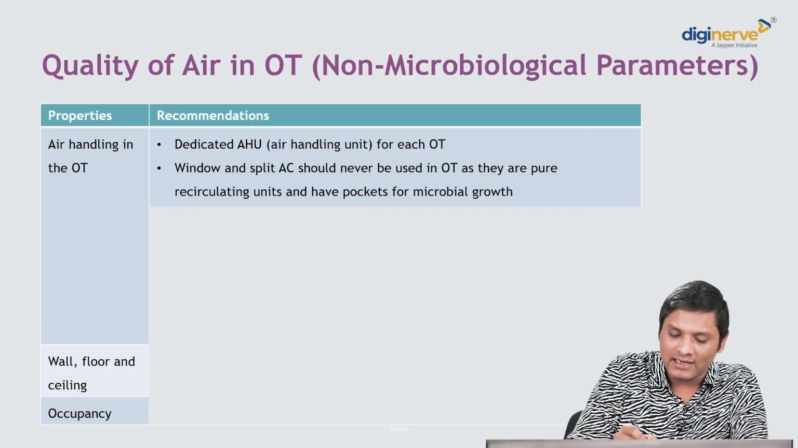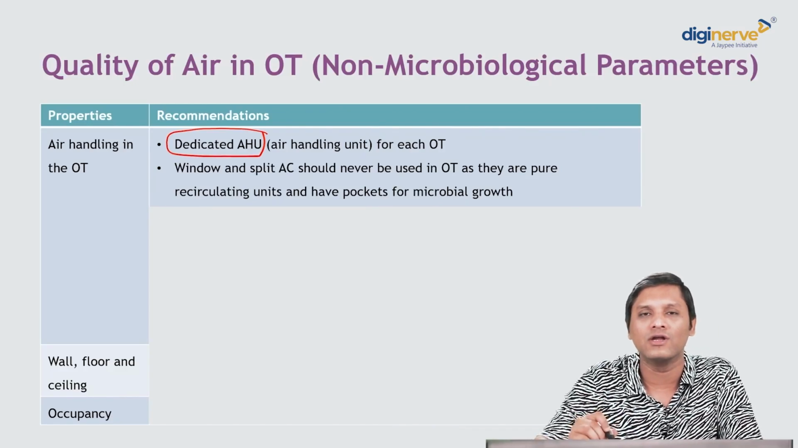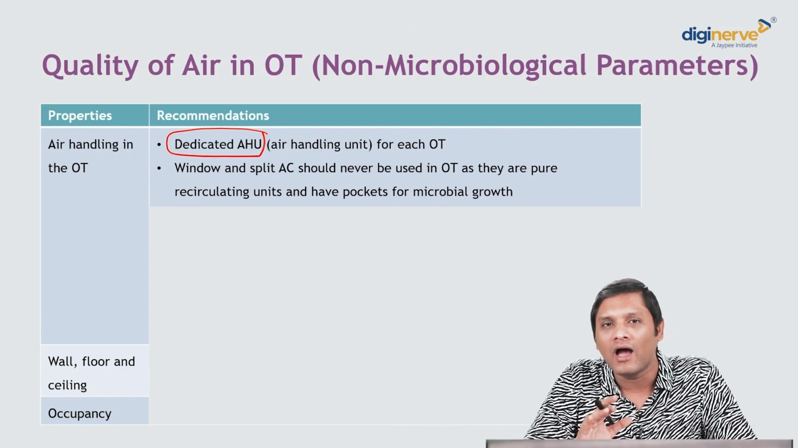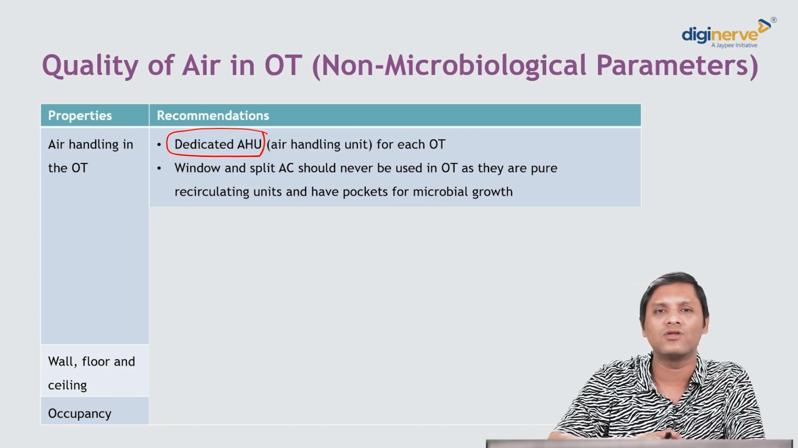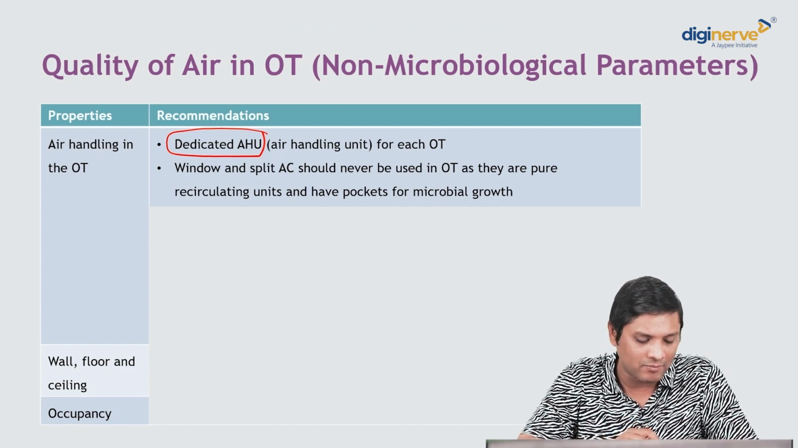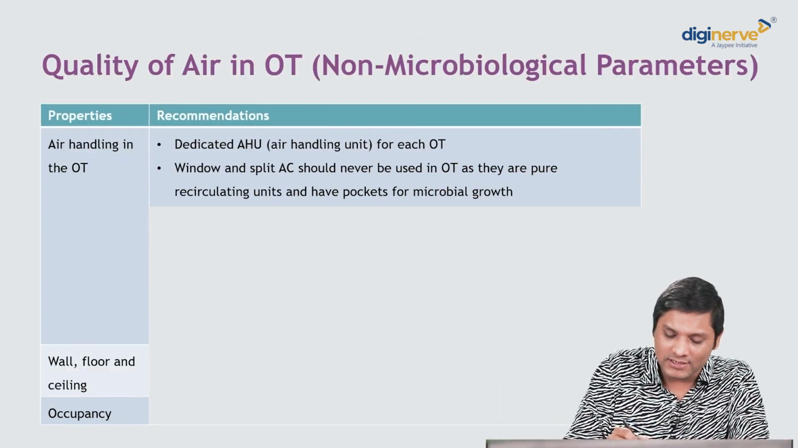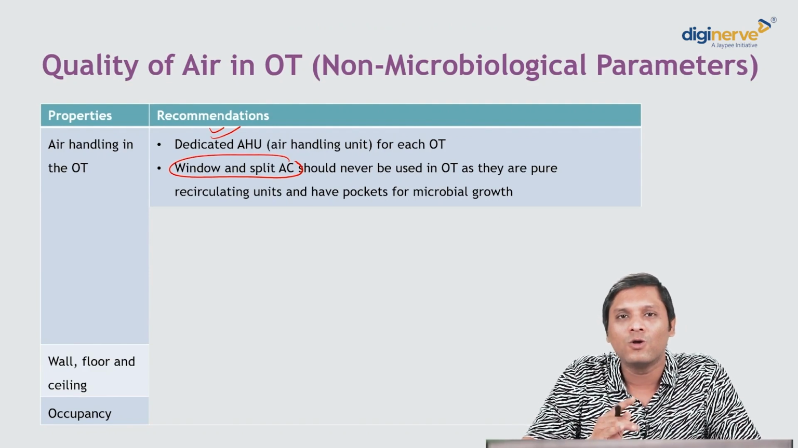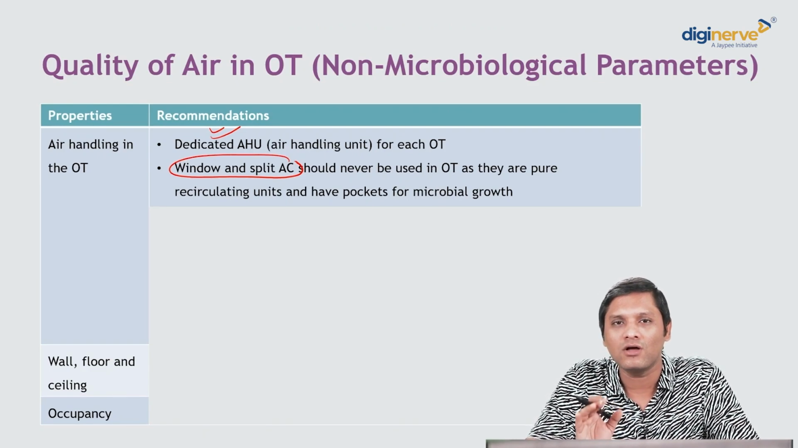Then coming to the air handling unit in the operation theater, they say that there should be a dedicated air handling unit, specific for each operation theater. Air handling unit is a unit which will provide low temperature air conditioning, and also it will provide fresh air into the operation theater. So you should not use a window AC or split AC. You should always use a dedicated air handling unit to provide the adequate temperature to the operating room.